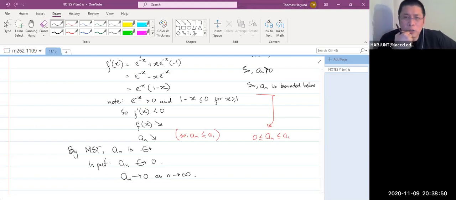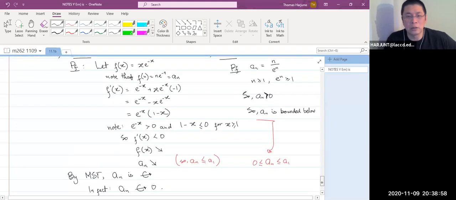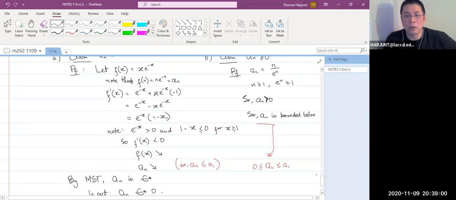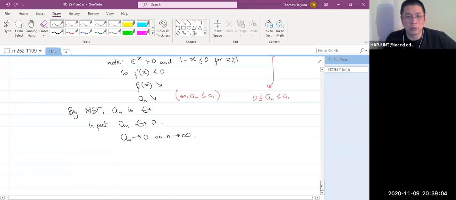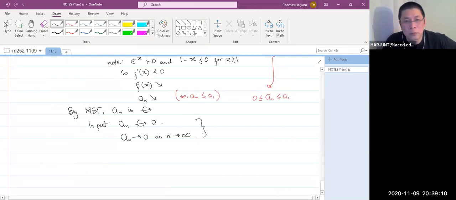But how do we know it is convergent to 0 though? Hold on. How do we know it is convergent to 0? I didn't prove that. All I know is that it is decreasing and bounded. So hold on, this requires some proof. Why?